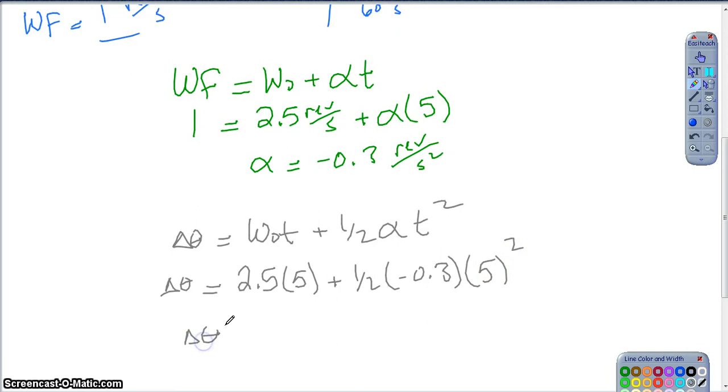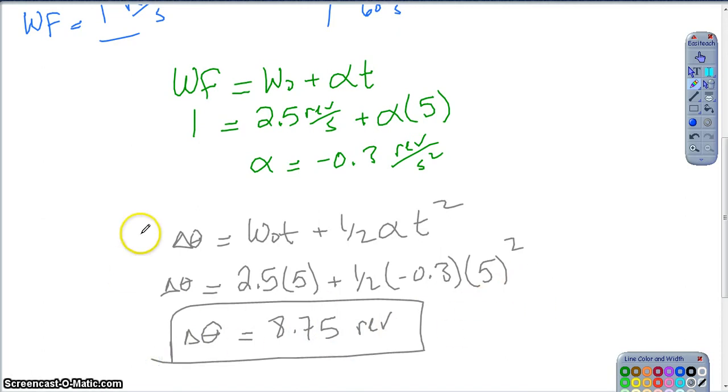So at this point it's just a matter of calculating that. I get about 8.75, actually I think it's exactly 8.75 revolutions. And because I left it in revolutions per second, I'm actually done right there. If you had used radians per second, as probably standard practice would suggest, just make sure you then convert your final answer from radians to revolutions by dividing by 2 pi.